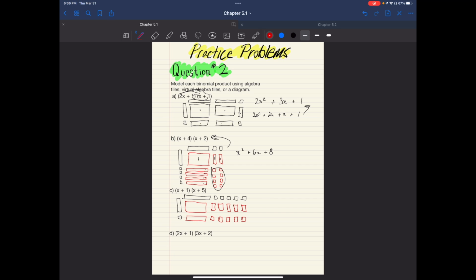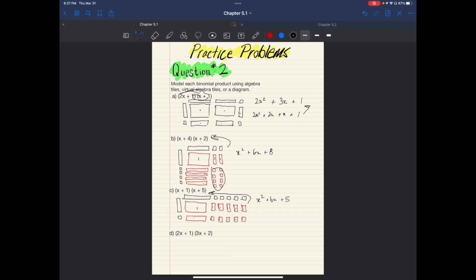Now, if we expand this and count them up, we should get the x squared plus, so this is 1, 2, 3, 4, 5, 6x, and 1, 2, 3, 4, 5, plus 5. If we expand this guy here, this is exactly what we should get.